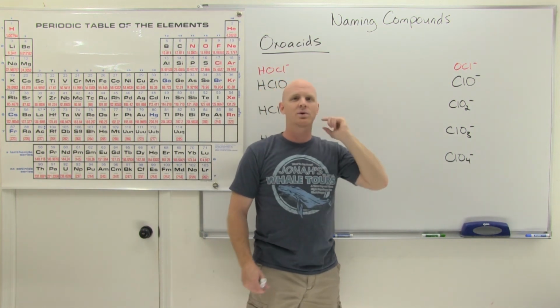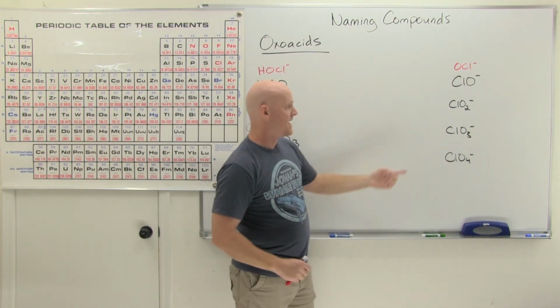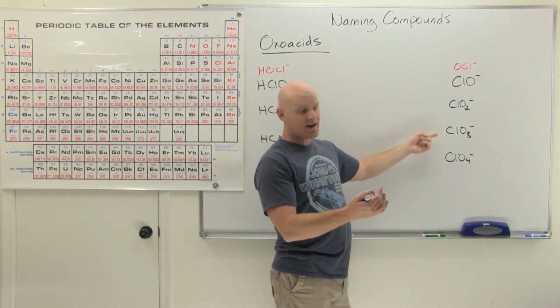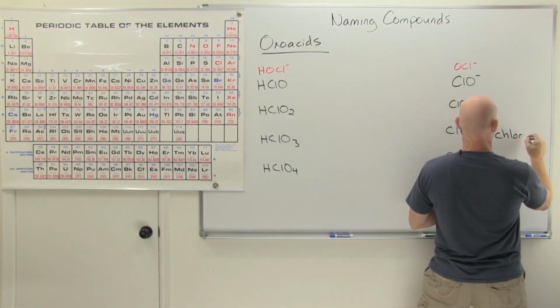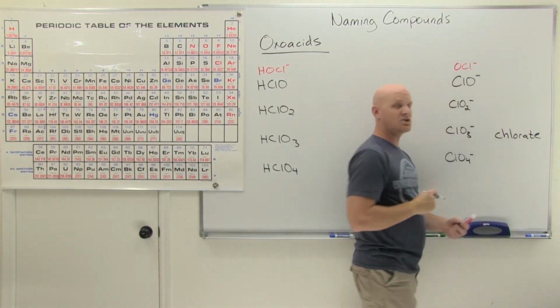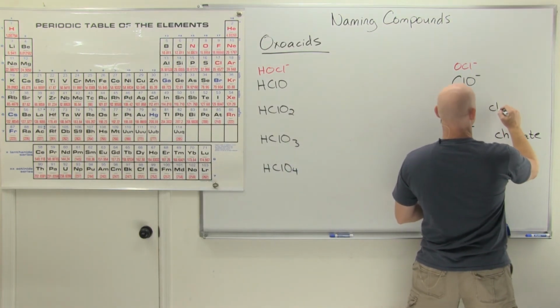Now, in this case, it turns out they took the middle two and did the same thing we looked at for most of the other oxoanions where there were only two, like nitrate and nitrite. The one with more oxygens was the ate, and so they made this chlorate. That is the chlorate ion. And then this guy is the chlorite ion.